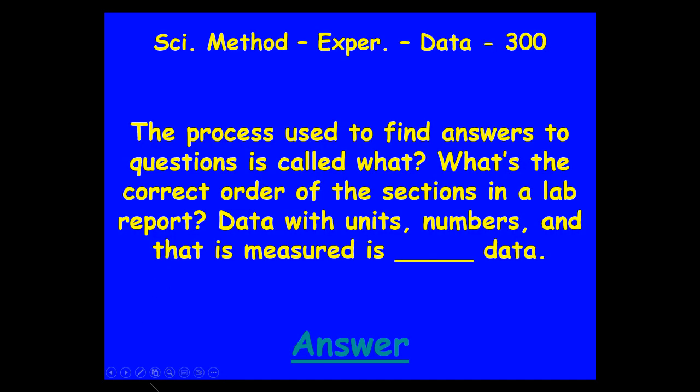Process used to find answers to questions. That's a vocab word on your study guide. It's correct order of the sections in a lab report. This would be on your steps for writing a lab report handout that everybody should have. And the data with units, numbers, and data that is measured is called what type of data? All right, answer coming in 5, 4, 3, 2, and 1.